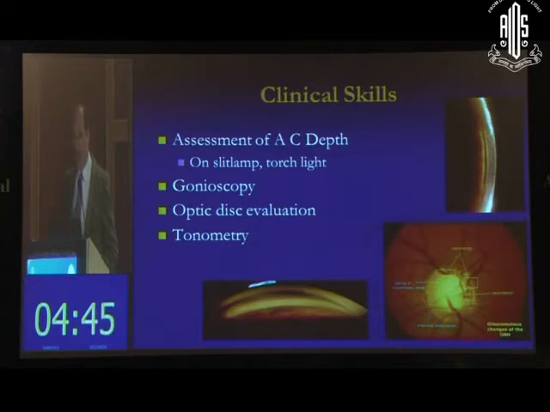To do this, you need a very peculiar set of clinical skills, which includes skills to assess the anterior chamber depth on flashlight or preferably on a slit lamp, and gonioscopy, then also optic disc evaluation and tonometry. So for angle closure disease, you need a little additional set of skills than for POAG.